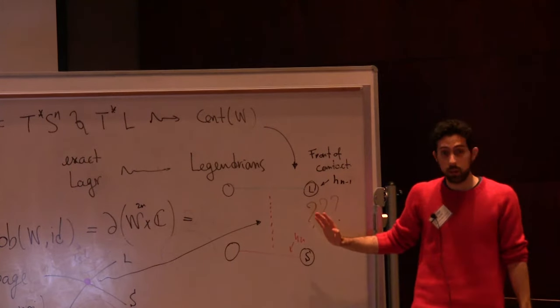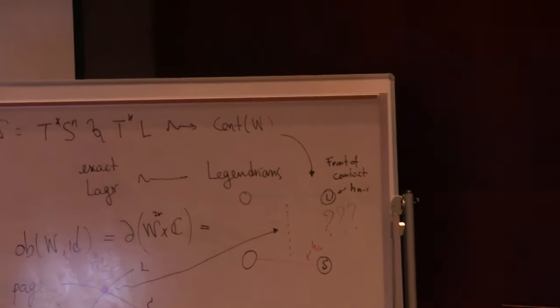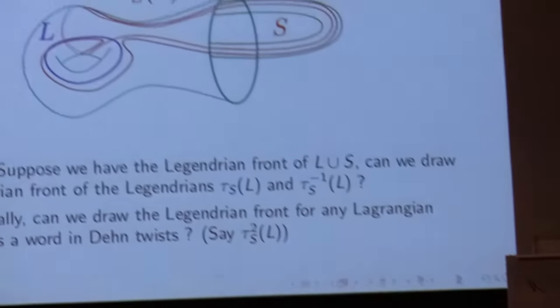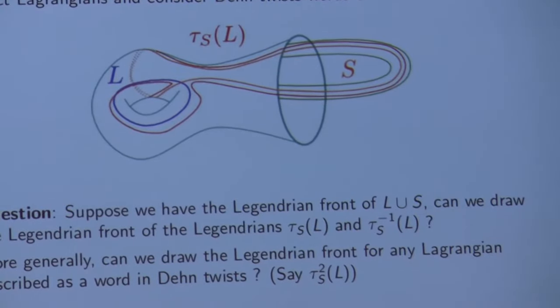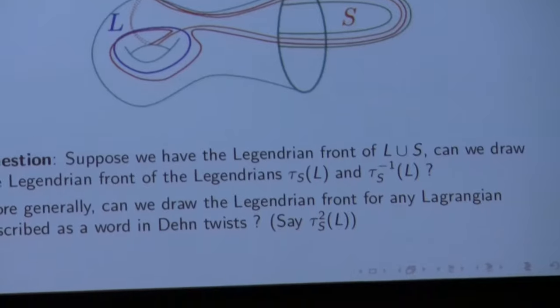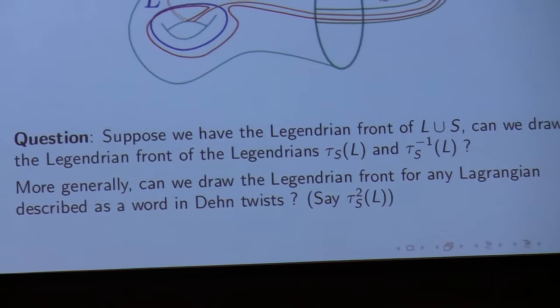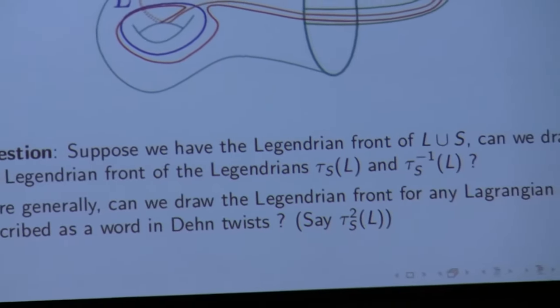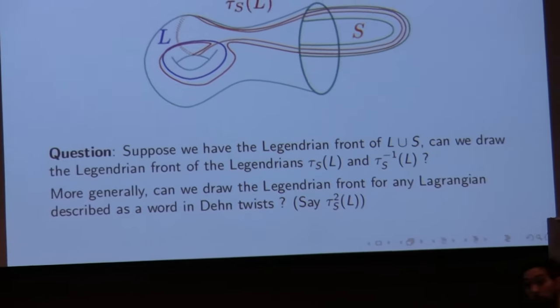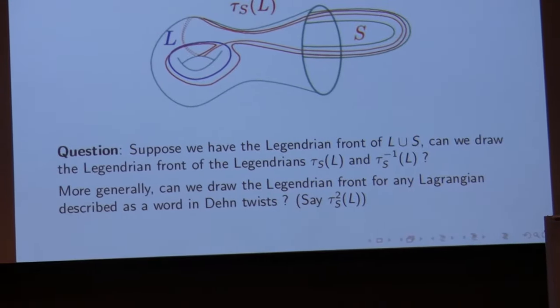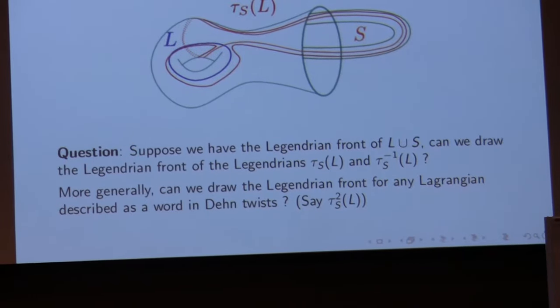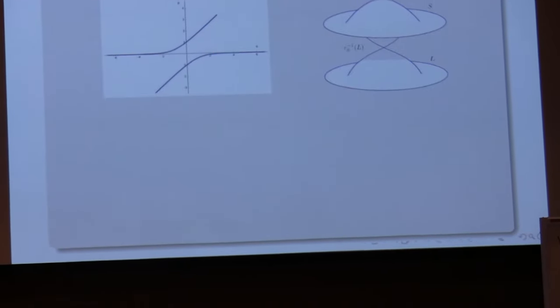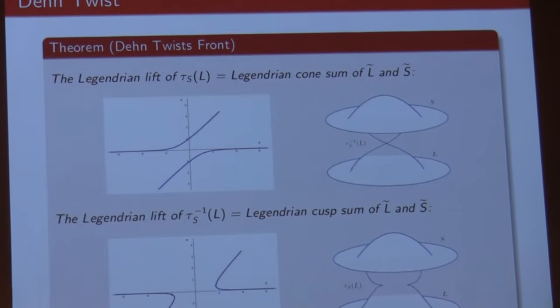Is this clear? Okay. So the goal is that if you have a drawing of a front such that you understand S and you understand L, then you want to lift tau S of L, or tau S inverse of L, or some other word. So let's start with the easy one: tau S and tau S inverse.